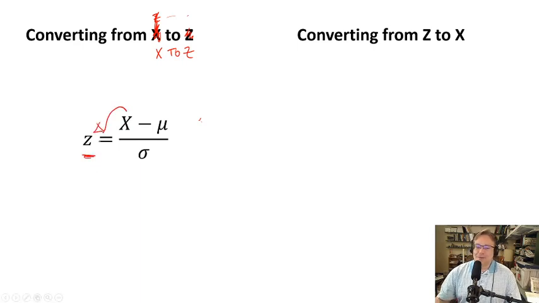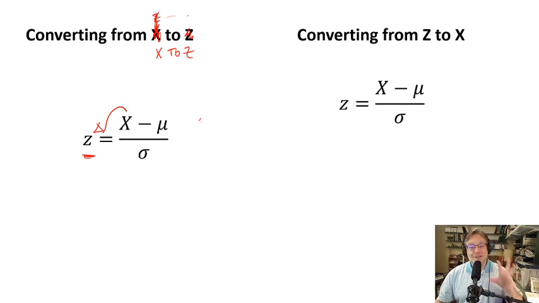distribution. But we're also going to have some problems here in which we are given a threshold on the standard normal distribution, and we have to change that to a threshold on the original normal distribution that we're given. And so let's manipulate this equation here so that we can solve for x.